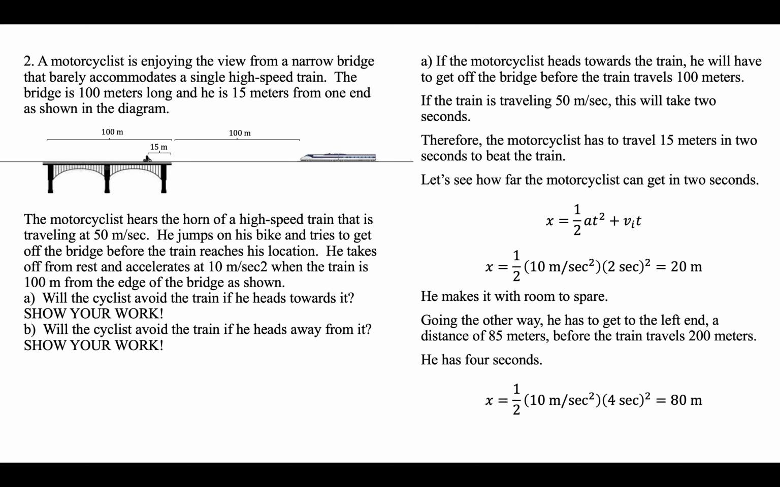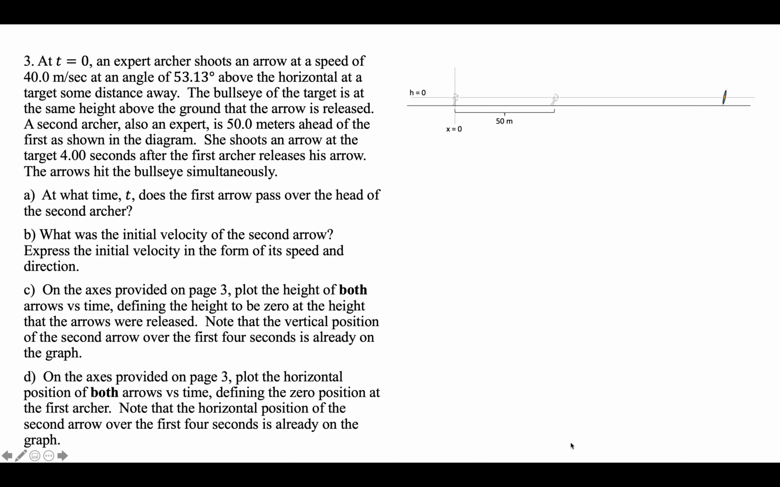He's still going to be on the bridge. He's got to go 85 meters. Almost. So he makes it by 5 meters if he goes towards the train, doesn't make it by 5 meters if he goes away from the train. On to problem 3. We have 2 archers here.